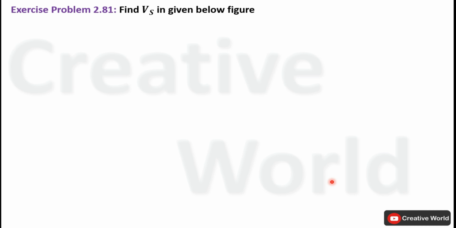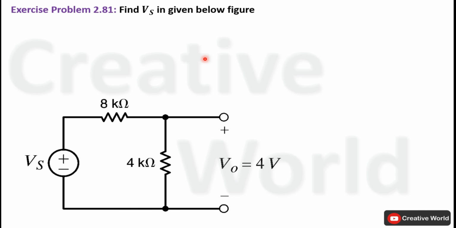Exercise problem number 2.81. Find voltage Vs in the figure given below. This is the circuit diagram of the given problem. Inside this network, we have to find the total supplied voltage labeled as Vs. The data given inside this network is the voltage across this 4 kilo ohm resistance, and it is a series network. So with the help of this 4 volt and the value of resistance, we can calculate current through this resistance using Ohm's law. After calculating current through it, this same current will flow through this 8 kilo ohm resistance as well because of series connection.